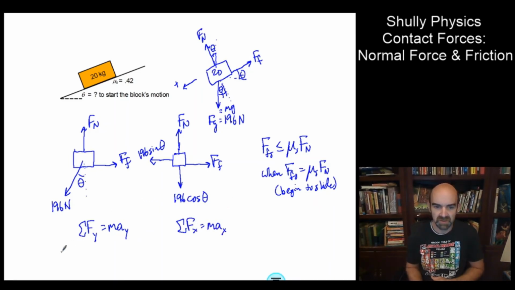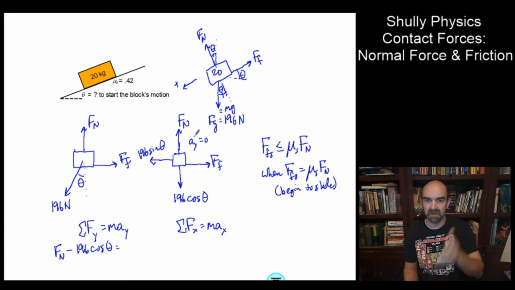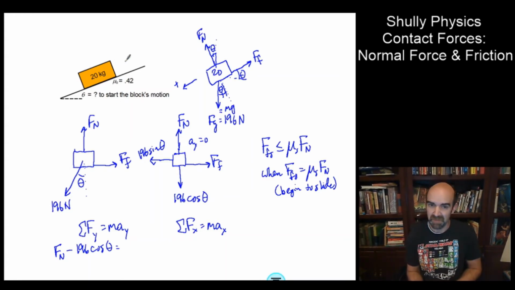All right, y direction, we've got a normal force minus 196 cos theta equals mass times acceleration. Oh, wait a second. Is it accelerating up or down? No. That acceleration in our new y direction is 0. Up or down in the ramp, it's not happening. So left and right, it may happen, but up and down, it's not. So we know this is 0. Acceleration is 0, and here we see that the normal force is equal to 196 cosine theta.